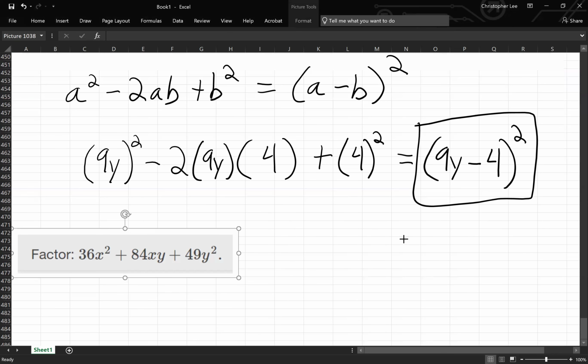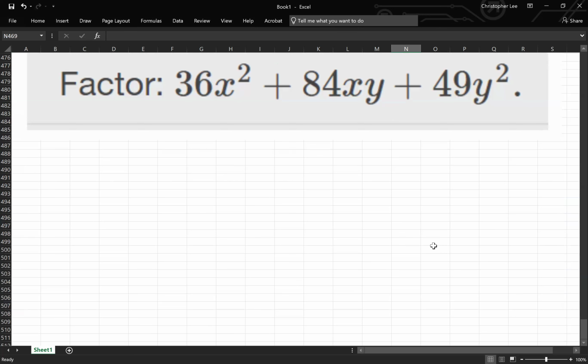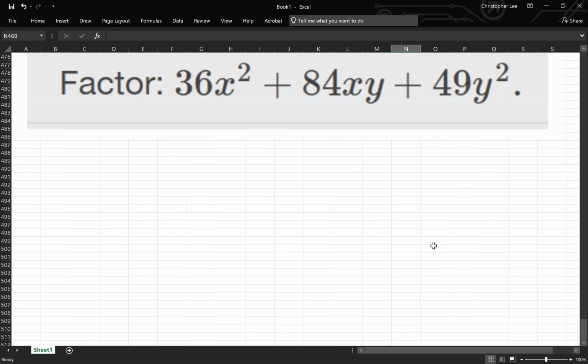Another question. Give you guys a minute to answer this. Same thing though, just factor. This is that double variable kind of question. So remember how this special factor will look?